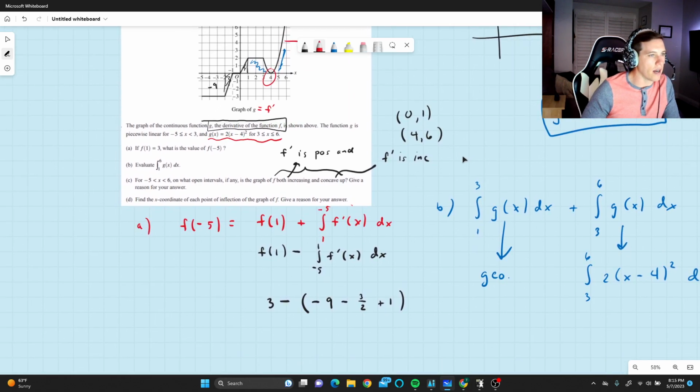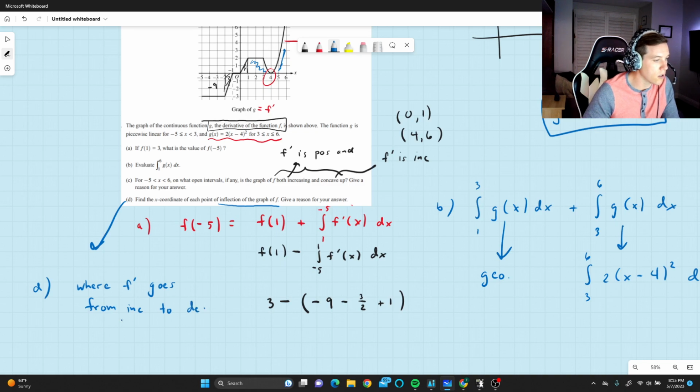All right, and then the last one that I definitely wanted to focus on, D, because it's been a while. We're looking for inflection points of f. And this is the phrase you always write: inflection points occur where f prime, because we're using the derivative graph, goes from increasing to decreasing or vice versa. That's the phrase. Don't say anything else because you're going to mess it up for stupid reasons.